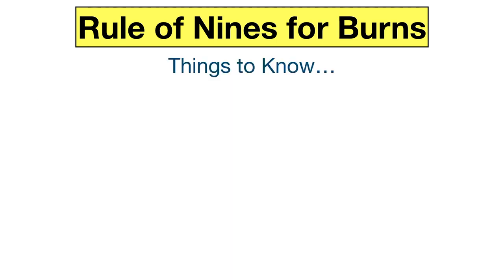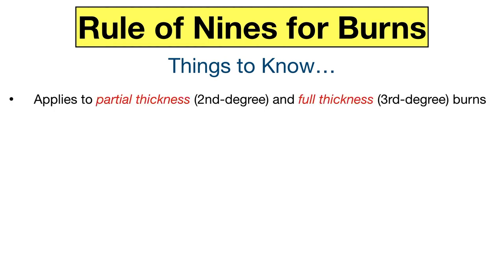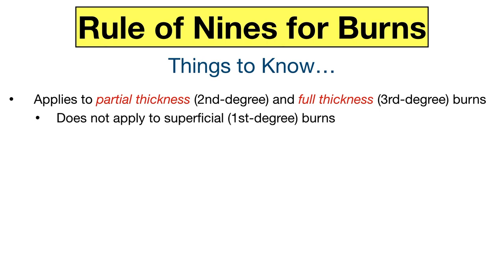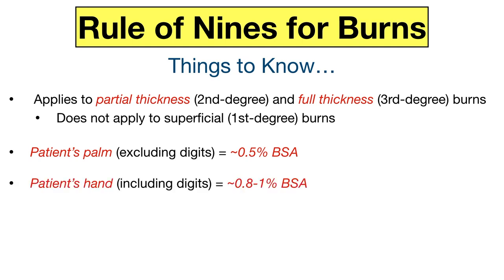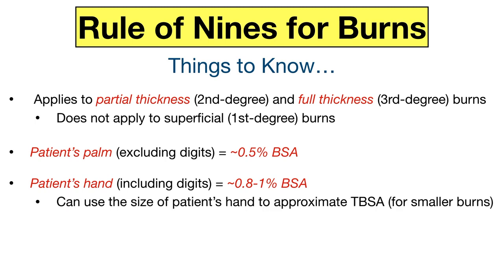There are a few things you should know about the rule of nines. Remember, the rule of nines only applies to partial thickness and full thickness burns. Superficial burns are not included in the total body surface area assessment. The patient's palm, not including their digits, is approximately 0.5% body surface area, and their entire hand, including their digits, is roughly 0.8 to 1% body surface area. So for smaller burns that might only be 1 to 2% total body surface area, you can use the size of the patient's hand to approximate the area involved.